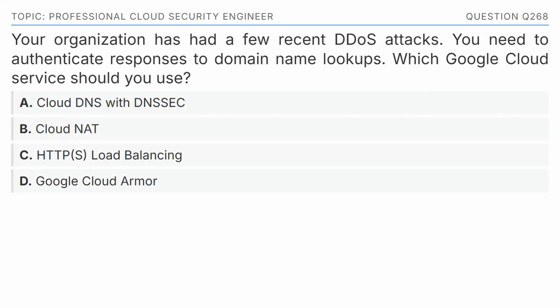Your organization has had a few recent DDoS attacks. You need to authenticate responses to domain name lookups. Which Google Cloud service should you use? The options are Option A, Cloud DNS with DNSSEC. Option B, Cloud NAT. Option C, HTTPS load balancing. Option D, Google Cloud Armor.